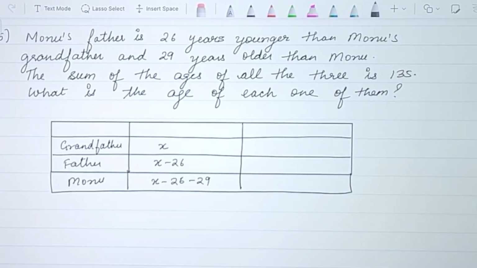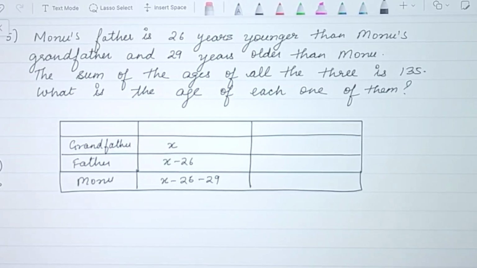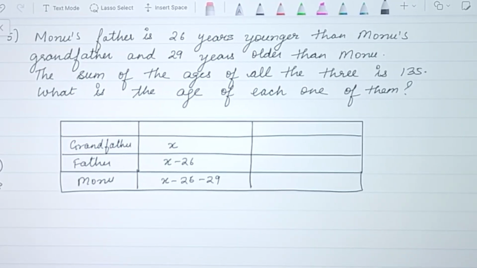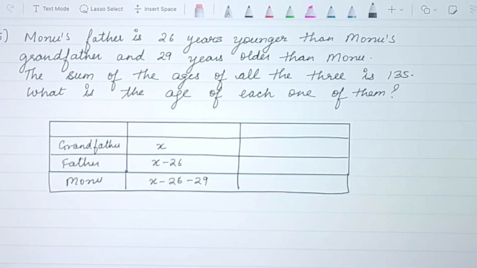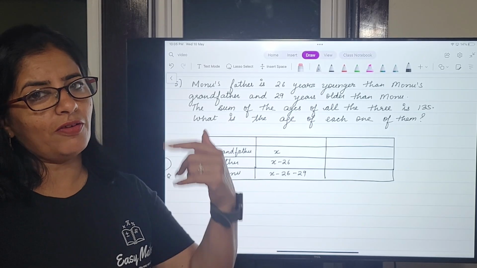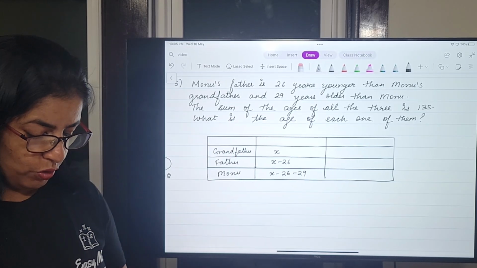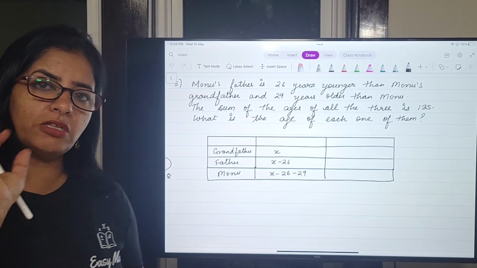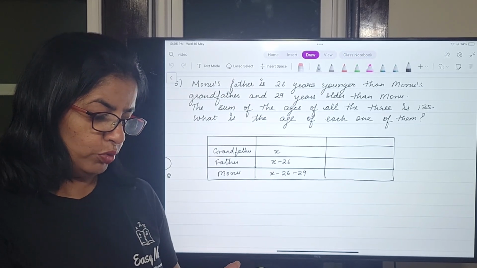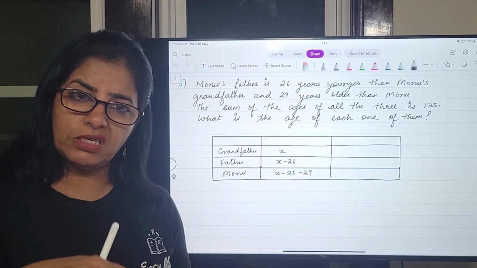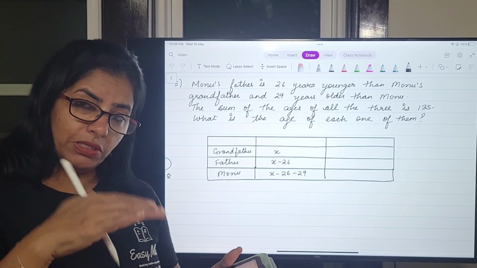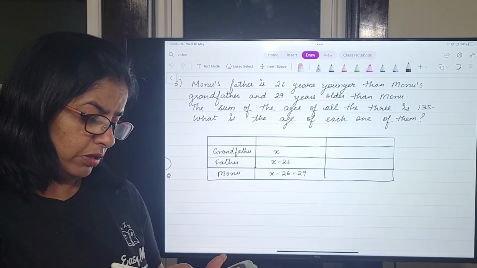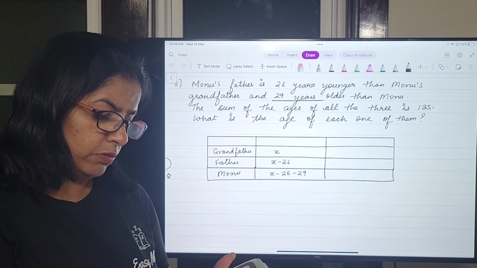Monu's father is 26 years younger than Monu's grandfather and 29 years older than Monu. The sum of the ages of all three is 135. Now here are 3 variables. There is a grandfather, there is a father and there is a son. So what do we do? Grandfather की एज सपोज x मान ली, तो मोनूस फादर की एज उससे 26 years younger है, तो minus 26. And Monu is 29 years younger than the father.